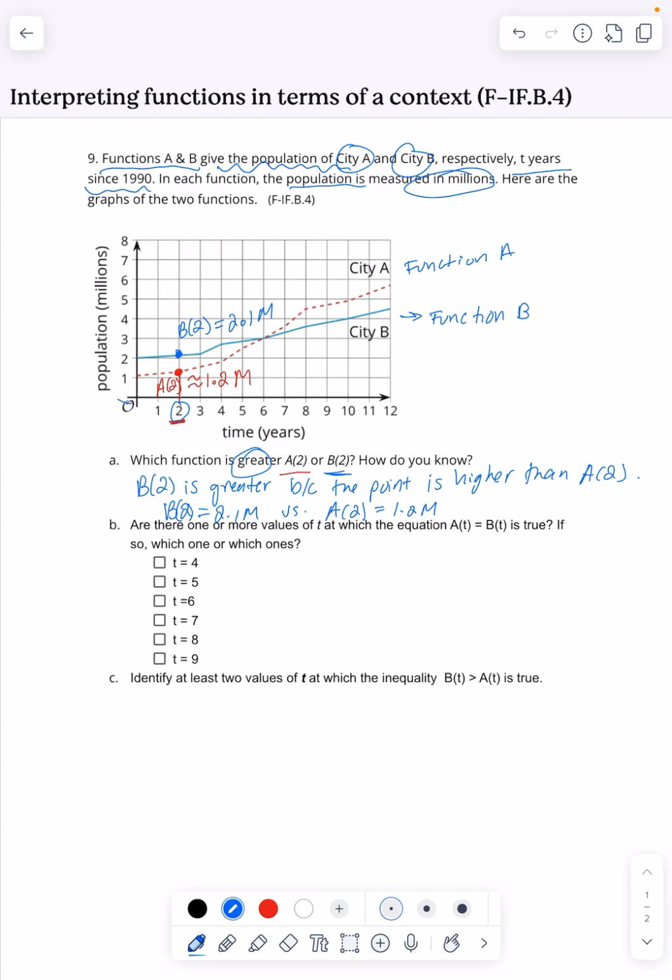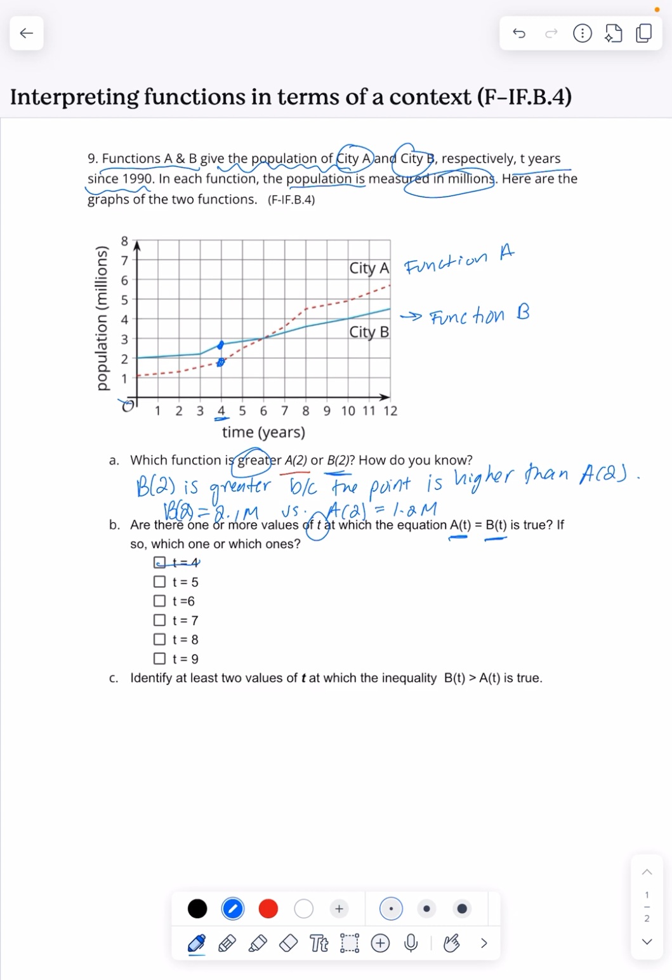The next one is asking, are there one or more values of t, in which the equation A of t is equal to B of t is true? If so, which one or which ones? So we have to think about if there's any time within this graph where both of these points are the same. If we're looking at the answer choices, they're saying that t is equal to 4. Well, at t equal to 4, these two are not the same. They're not at the same point, so that one wouldn't be true.